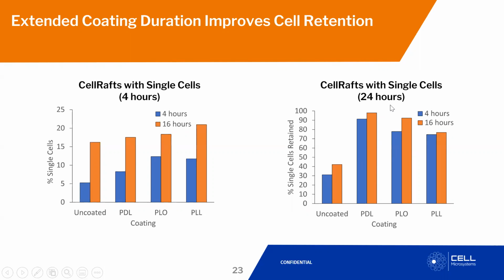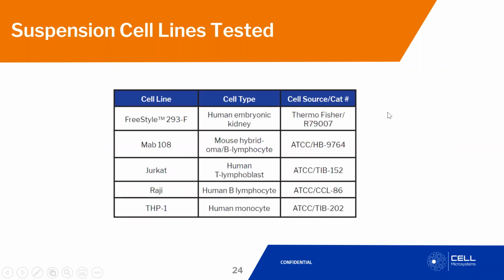So in order to extend this, we wanted to test a range of suspension cell lines in order to determine whether or not this was widely applicable to a variety of different cell lines. And you can see that list here. We tested the 293 freestyle cells, which are a suspension adaptation of adherent 293s, MAB 108s, which are a mouse hybridoma B lymphocyte line that's semi-adherent, and then the Jurkat, Raji, and THP1 cells, which are all completely suspension and do not attach to normal cell culture substrates.